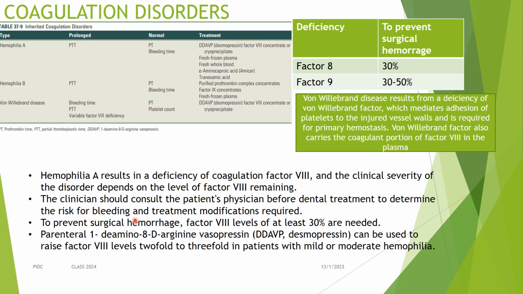It has also been told that desmopressin is one of the most important drugs which can be used to raise the factor 8 levels to twofold or threefold in mild to moderate hemophiliac patients. Apart from that, you have the fresh frozen plasma, fresh blood, epsilon-aminocaproic acid, tranexamic acid, and the factor 9 concentrates, which could be used to increase the factor 8 and the factor 9 levels appropriately.